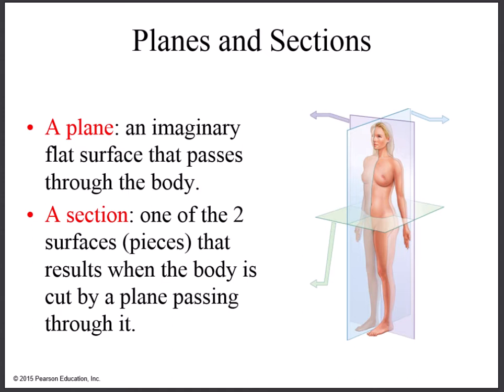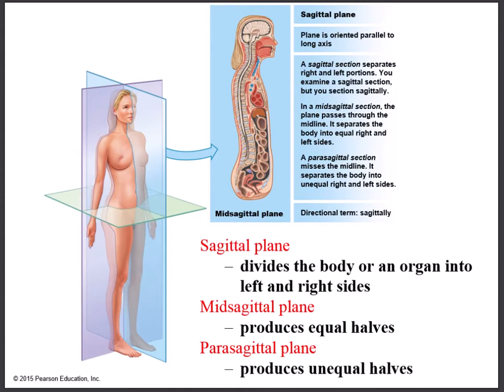Now, the pieces that are left over that we're going to look at, these are known as a section. Right? So a section is one of two pieces that results when the body is cut by the plane that passes through it. Let's take a look at the first plane. This is known as the sagittal plane.